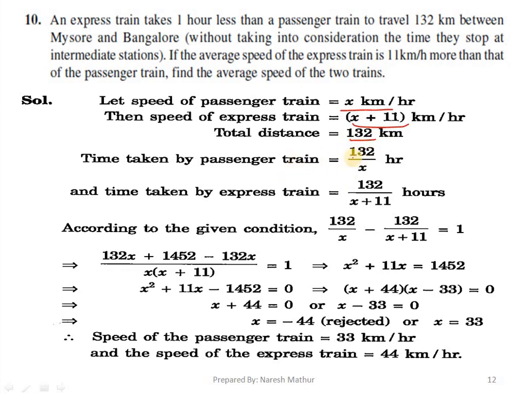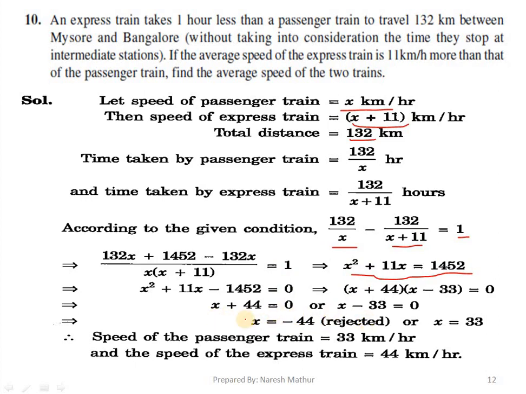Again the time taken by the passenger train is distance upon speed, 132 km upon x km per hour. Similarly the time taken by the express train is 132 upon x plus 11. Now the time taken by the passenger train is greater than the express train by 1 hour. So we just subtract the time slots. The difference is given as 1 hour. Now let's simply solve by taking LCM. We get an equation. Just solve it by factorization or any of the methods.